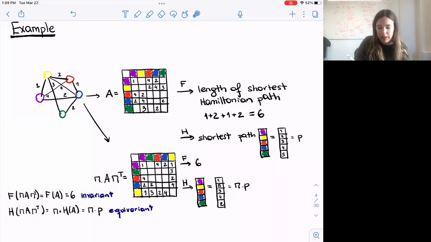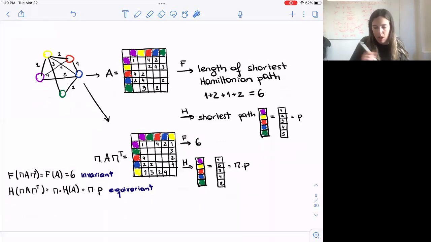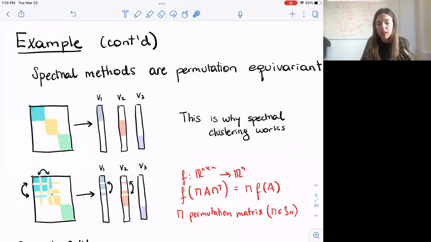And if you ask what is the shortest path and you ask it as a sequence of nodes, then you can think of that function as an equivariant function, in the sense that if I act on the input, then I act on the output by the same permutation, just the permutation of the nodes.